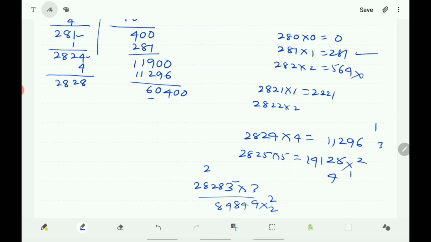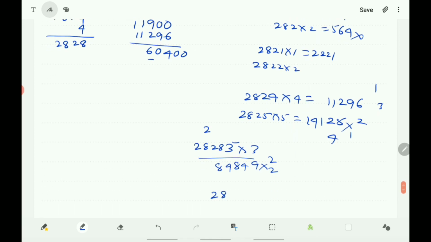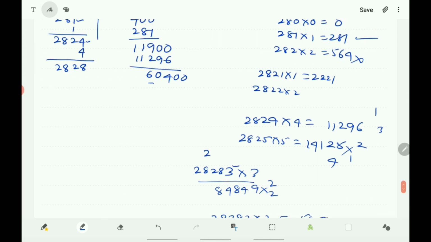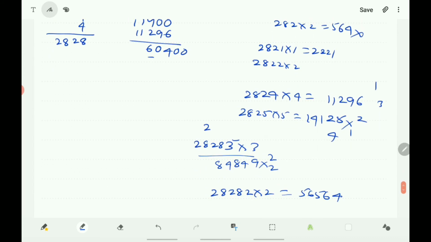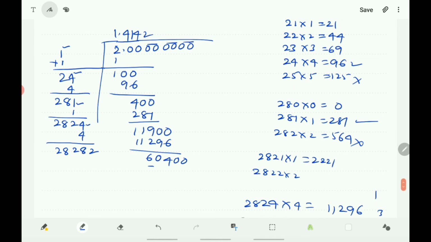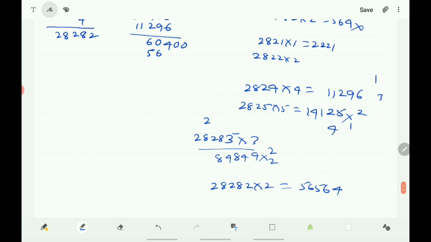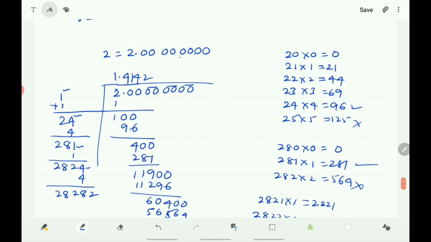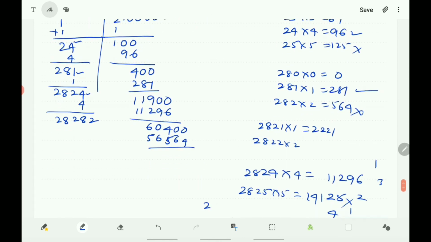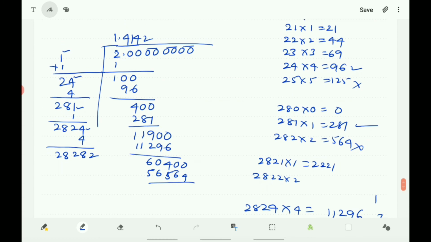2828 2 into 2. So it is 2 2 is 4, 8 2 is 16, 2 2 is 4 1 5, 56. It is okay. So what you have to keep here? Take 2. Here also 2. Then the product is here 5 6 5 6 4. Then you subtract. You know that again here it is not possible to get 0. It is continuing.